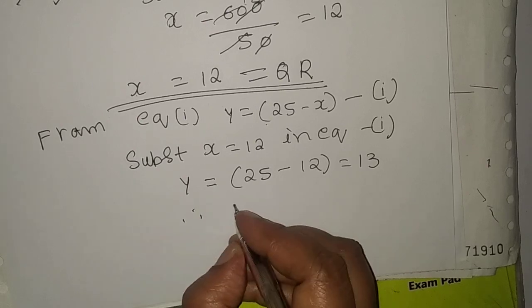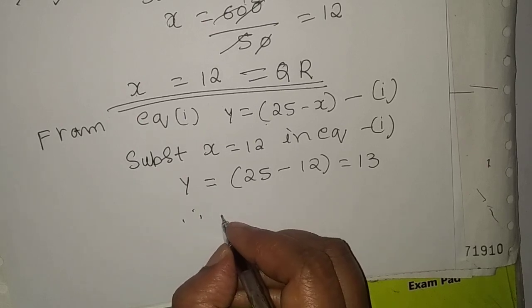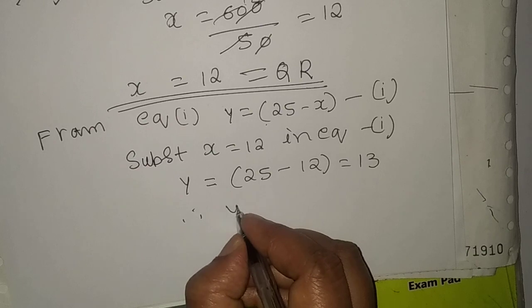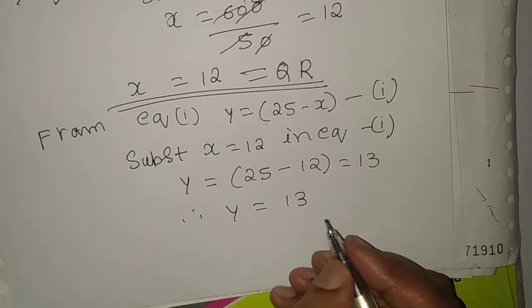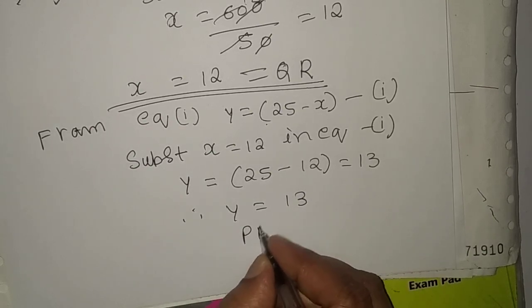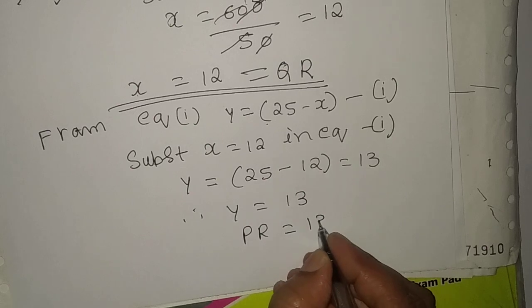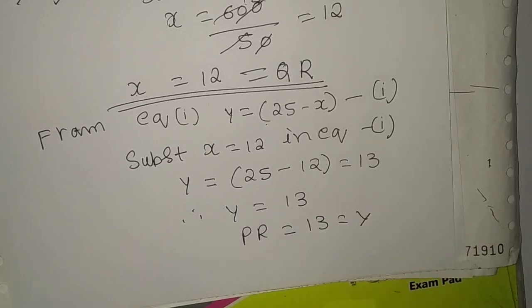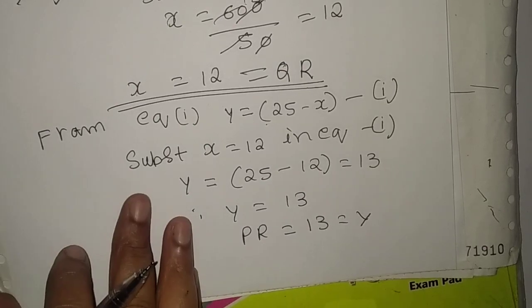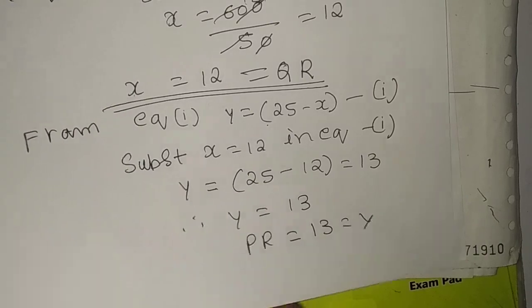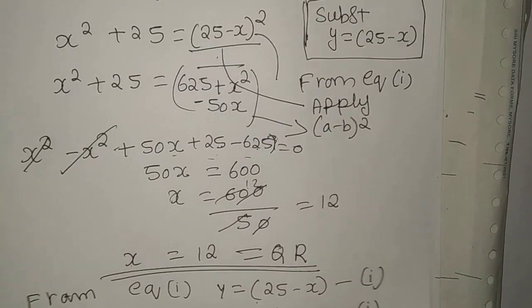Therefore y is equal to 13. We took y as PR. Therefore PR is equal to 13, which is equal to y. We found out x and y. The last part of the question is we have to find out sin P, cos P and tan P.